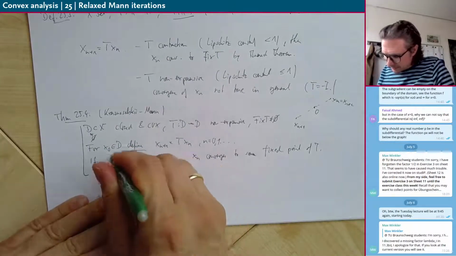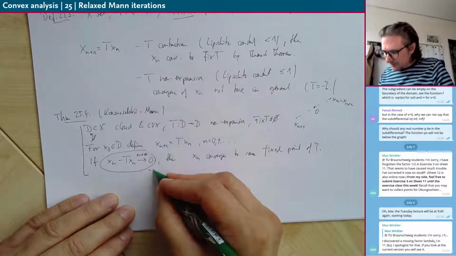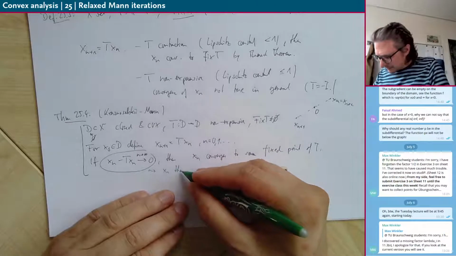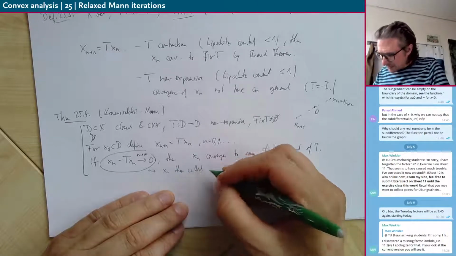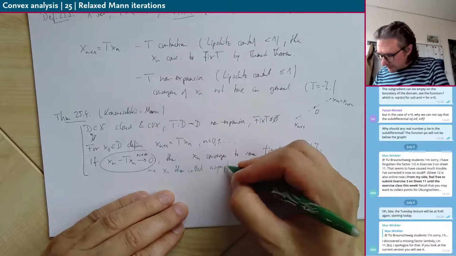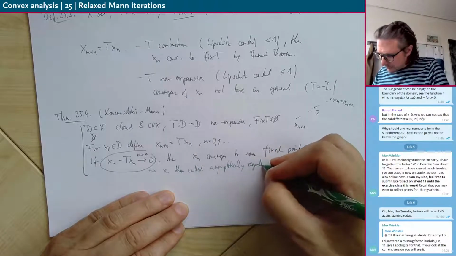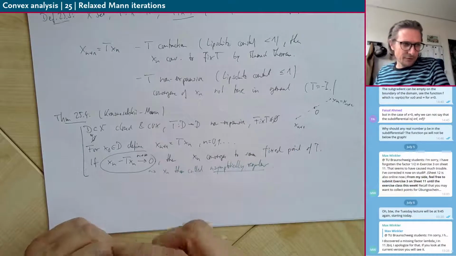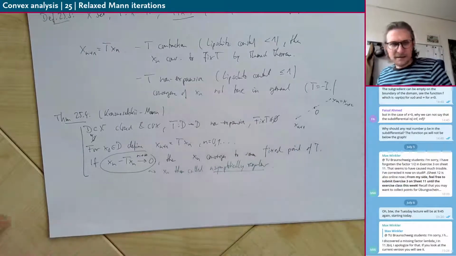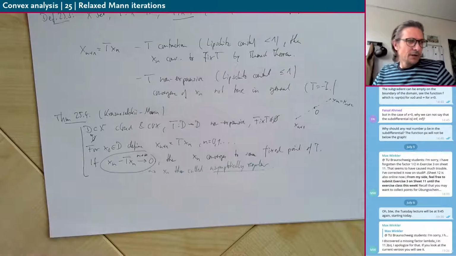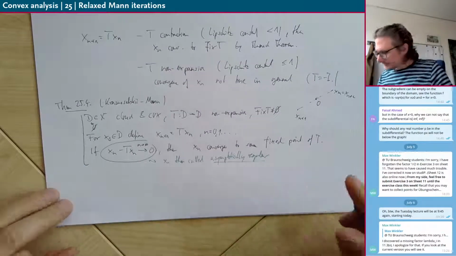This condition here has a name. The x_n is then called asymptotically regular. So I'm not sure if I'm going to use that, but that's a common name for that. Okay. Good. Now let's prove that.